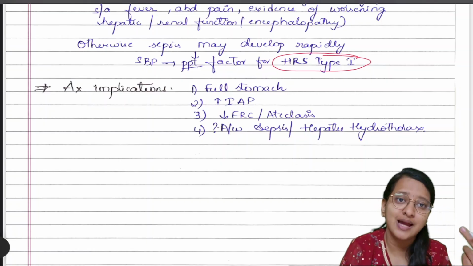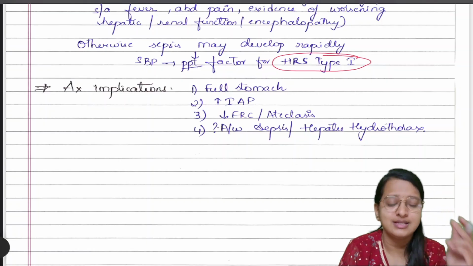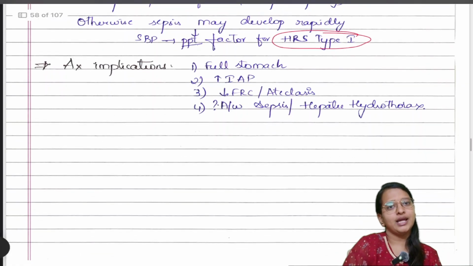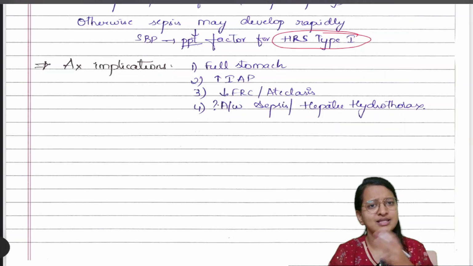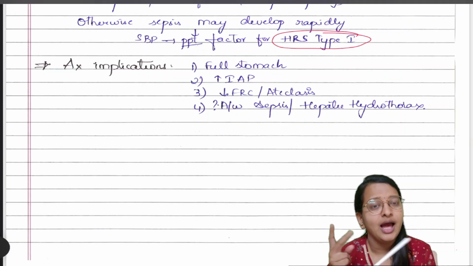Whereas HRS type 2 is refractory ascites. So what are the complications, or your anesthetic implications, for ascites? Ascites is a full stomach. So we have to do rapid sequence intubation, and the intra-abdominal pressure is increased.